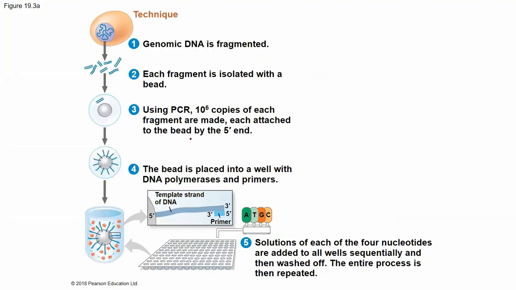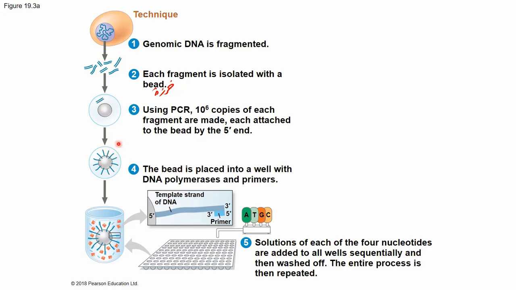Let's suppose that we want to sequence a genome inside cells. Of course, here we're just showing you one cell and one genome, but actually we will begin with millions of cells and millions of identical genomes. These genomes first are fragmented into smaller fragments. Each fragment then will be isolated with a microscopic bead. Then, on the surface of the bead, PCR will be used to make more identical copies of each fragment on a bead.